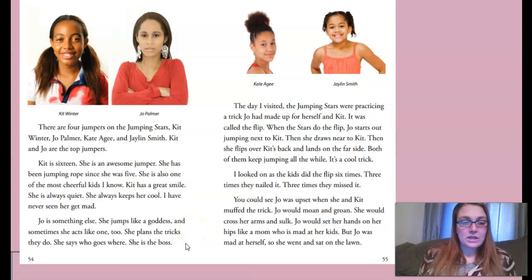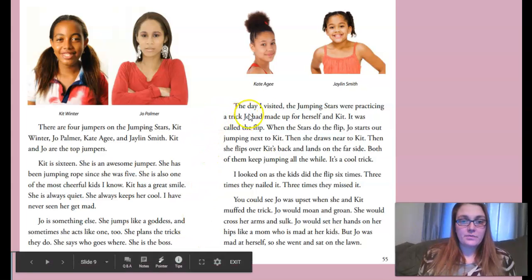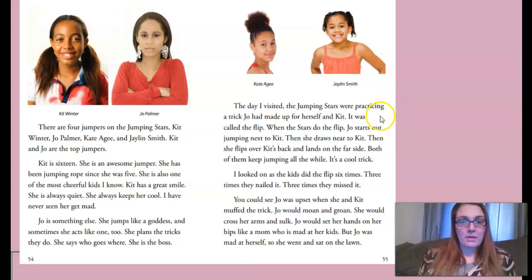She plans the tricks they do. She says who goes where. She is the boss. The day I visited, the jumping stars were practicing a trick Jo had made up for herself and Kit. It was called the flip.